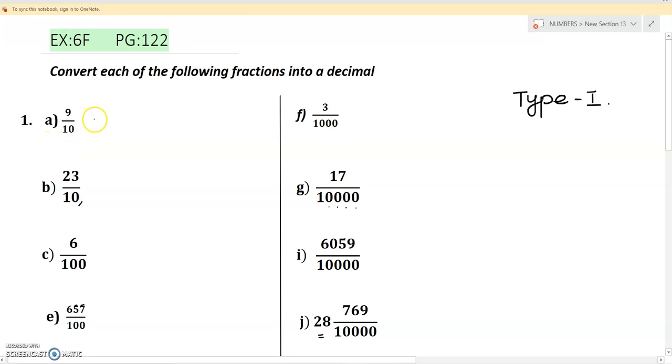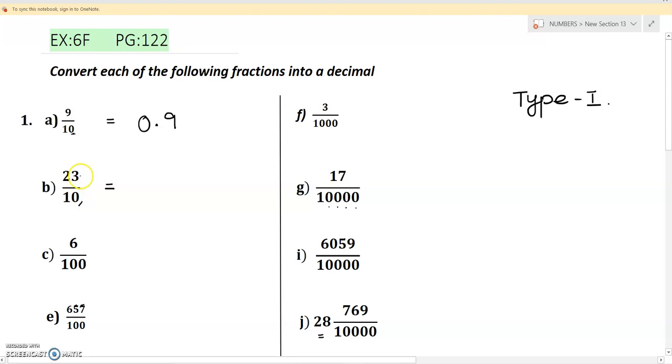Look at the first sum. It is 9 by 10. First step, write the numerator which is given, and the second step, count the number of zeros in the denominator. Here you have 1 zero. So place a dot before one digit. Here we have only one digit. So place a dot here and 0. It is 0.9. 9 by 10 is equal to 0.9.